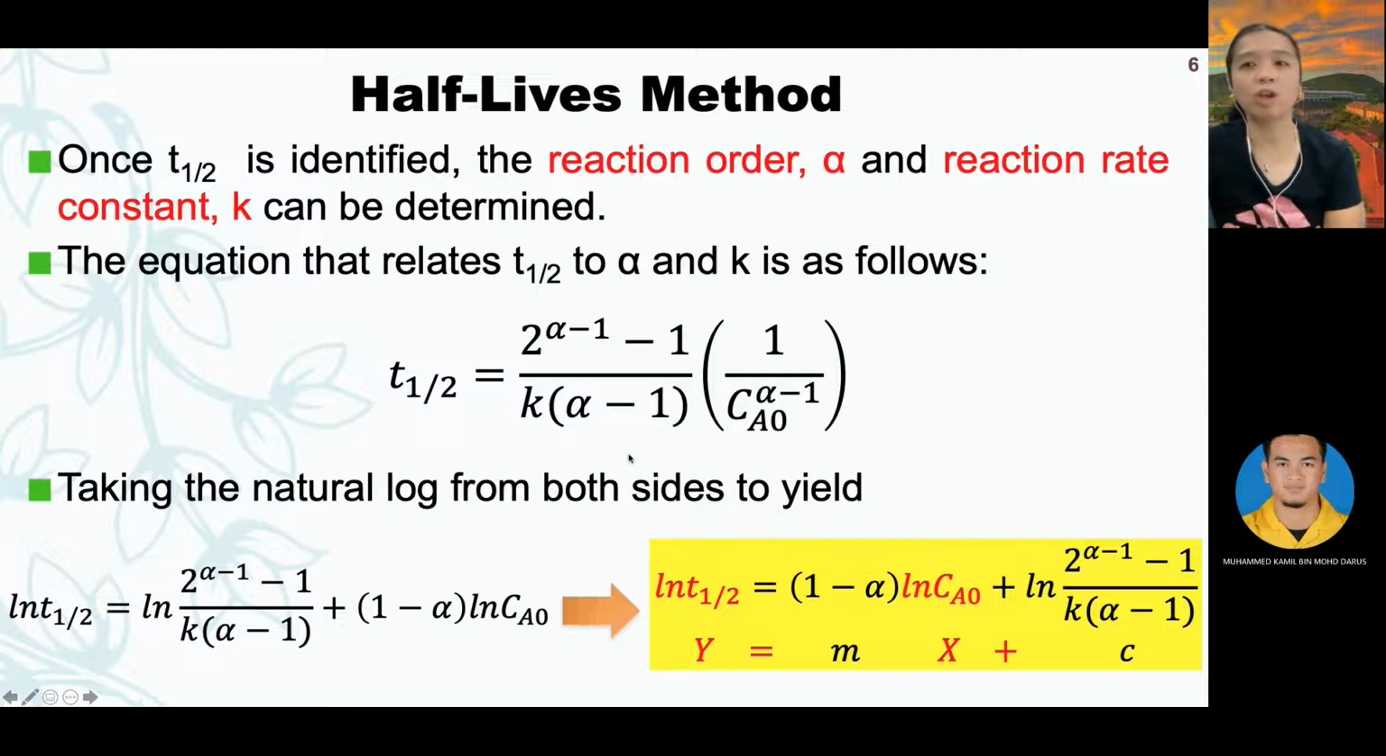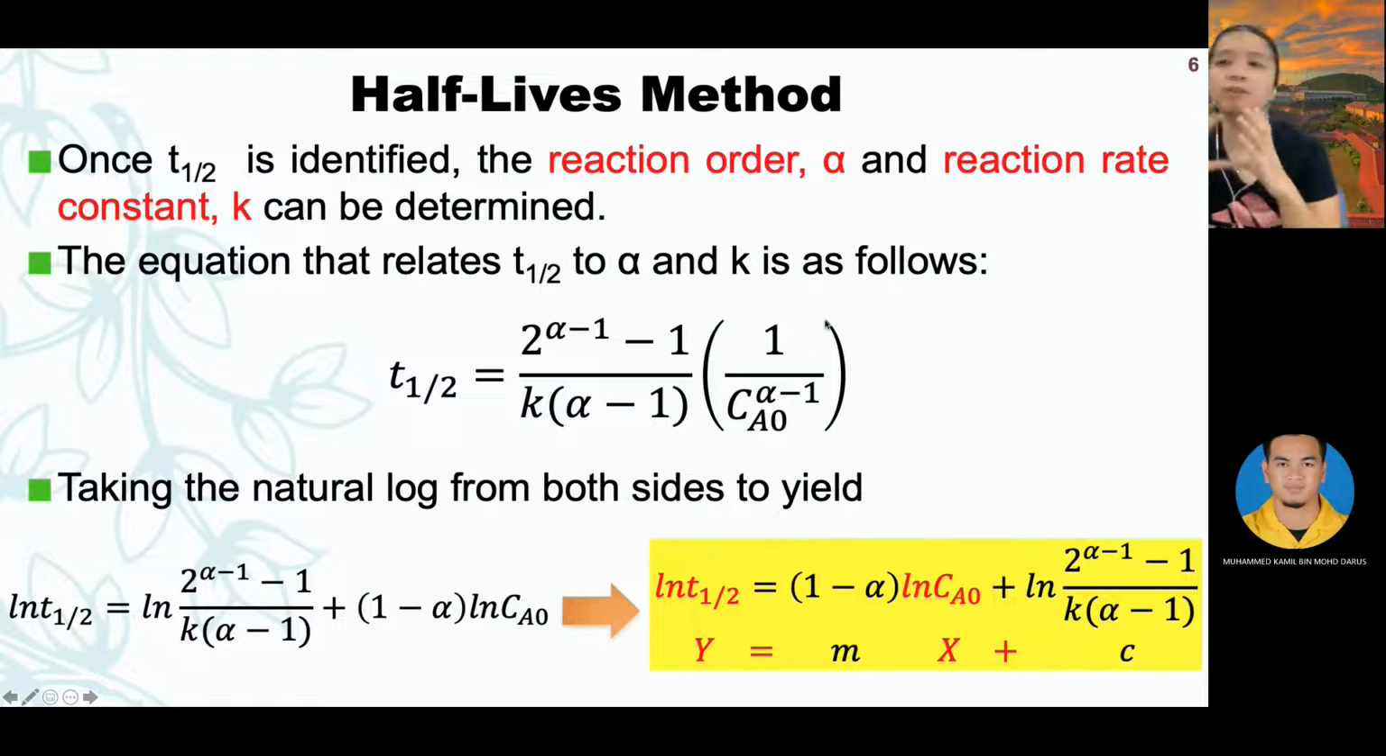There is already an equation given ataupun there's someone who has already found a correlation between T half, alpha dan K. So this equation is given as T half equals to 2 power alpha minus 1. Alpha is our reaction order. So kita dah belajar kan zero order, first order, second order. Tapi sekarang kita tak tahu yet. We don't know yet what order of the reaction. Okay, then minus 1 per K in bracket alpha minus 1 in bracket 1 per Ca naught alpha minus 1.